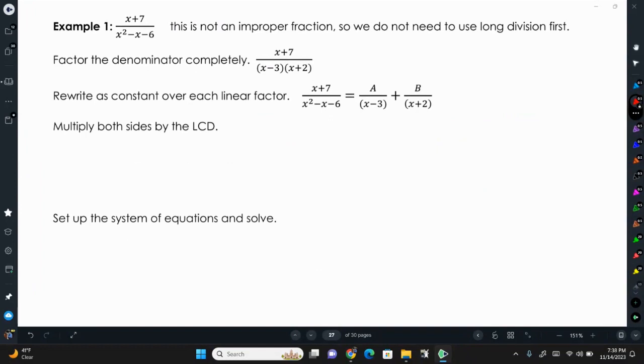Example 1, we have x plus 7 over x squared minus x minus 6. So we don't have to worry about long division because the degree in the denominator is bigger than the degree in the numerator. So we factor the denominator completely. X squared minus x minus 6 factors to x minus 3 times x plus 2. And then we're going to rewrite it as A over the first factor, x minus 3, plus B over the second factor, x plus 2.